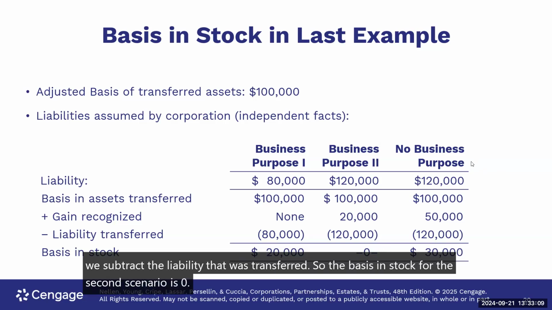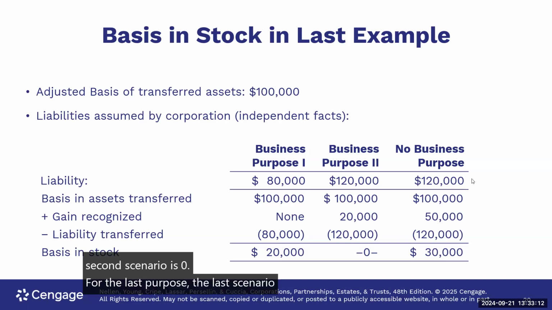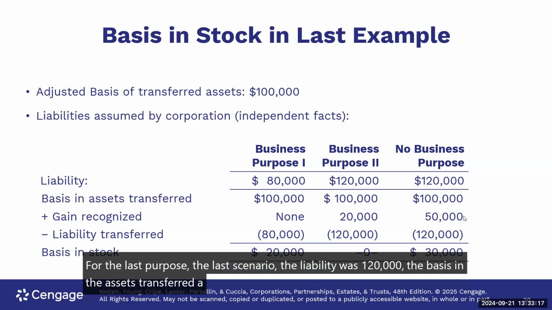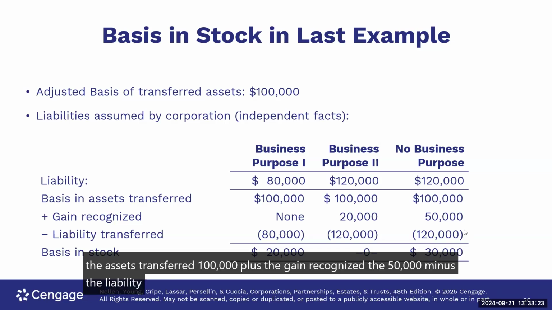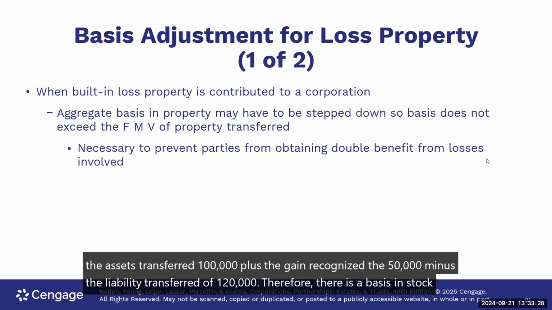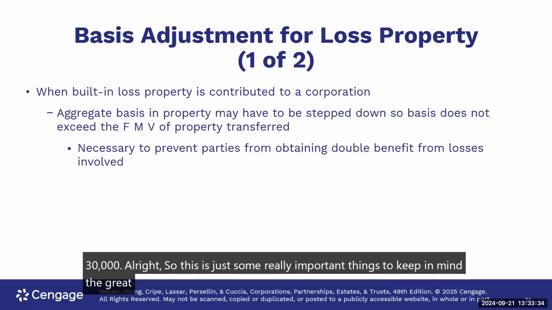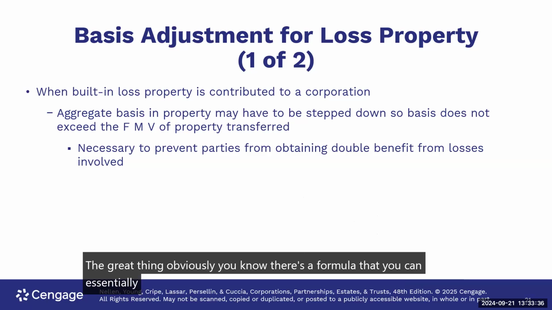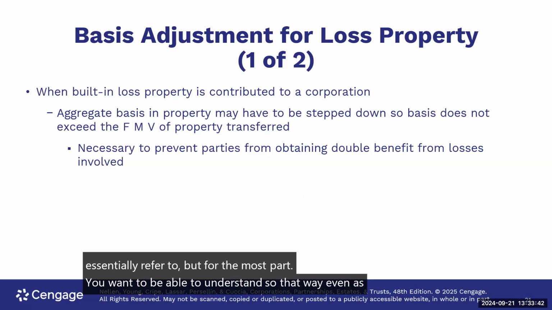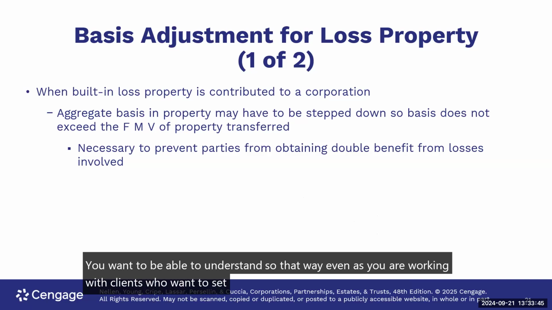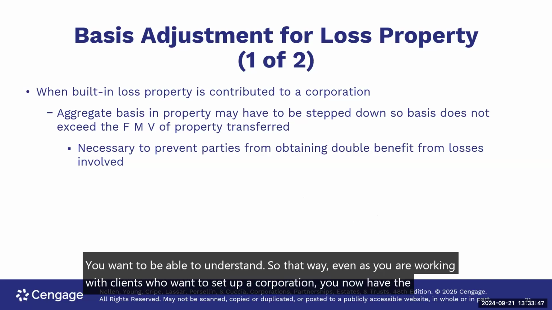For the last scenario, the liability was $120,000. The basis in the assets transferred is $100,000, plus the gain recognized of $50,000, minus the liability transferred of $120,000. Therefore, there is a basis in stock of $30,000. All right. So these are just some really important things to keep in mind. The great thing is there's a formula that you can refer to, but for the most part, you want to be able to understand it. That way, even as you are working with clients who want to set up a corporation, you now have the opportunity to do some tax planning.